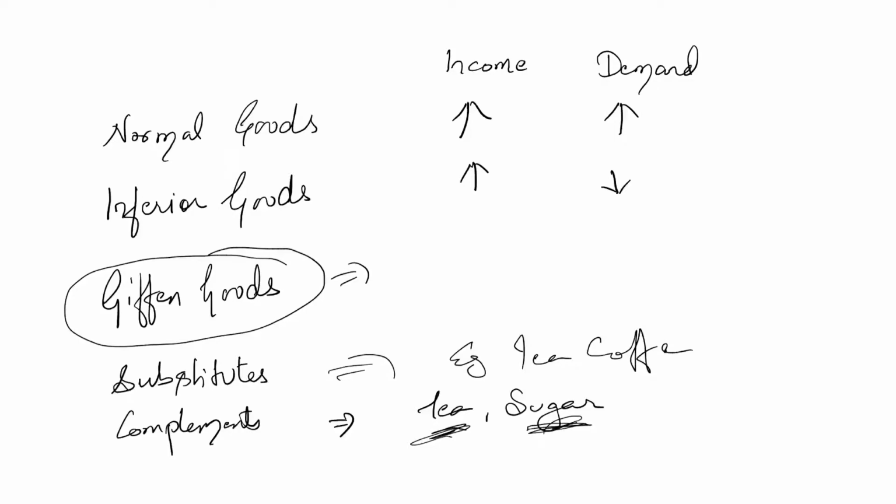Now let's come to different goods. Different goods are those goods which cannot be easily substituted. As your income increases or decreases, the demand for different goods is directly related to its price.